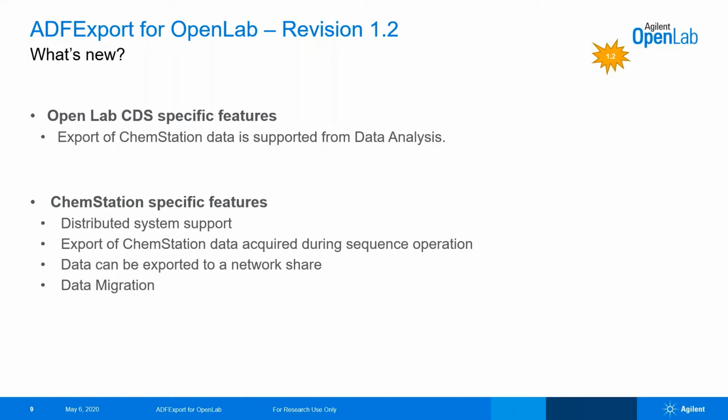Then we introduced some CDS-specific features. For OpenLab CDS, it's now supported to export ChemStation data to ADF, which could be interesting in a migration scenario. And then we have some ChemStation-specific features to align with the add-on for OpenLab CDS. So also for ChemStation now, the distributed system is supported. We can export sequence data, and we can export the data not only to a local file directory, but also to a network share. And we could do file migration.